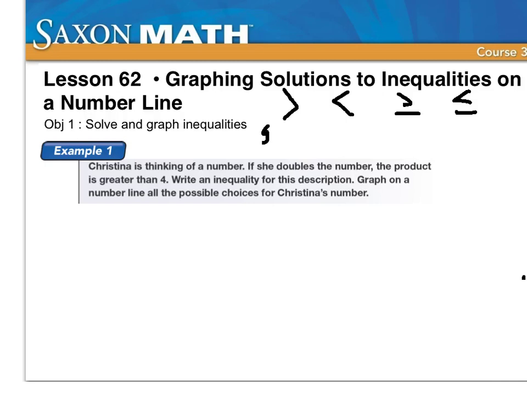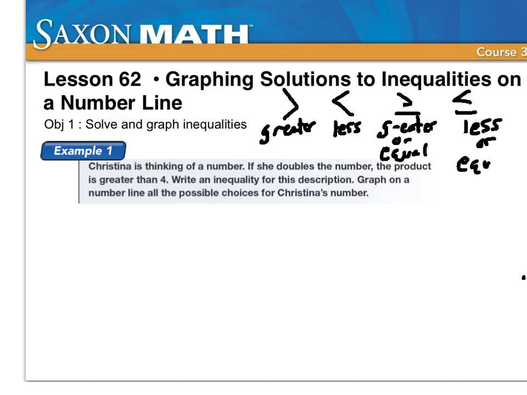Hopefully this one means greater than. This one means less than. This one is greater or equal. And this one is less or equal. Okay?